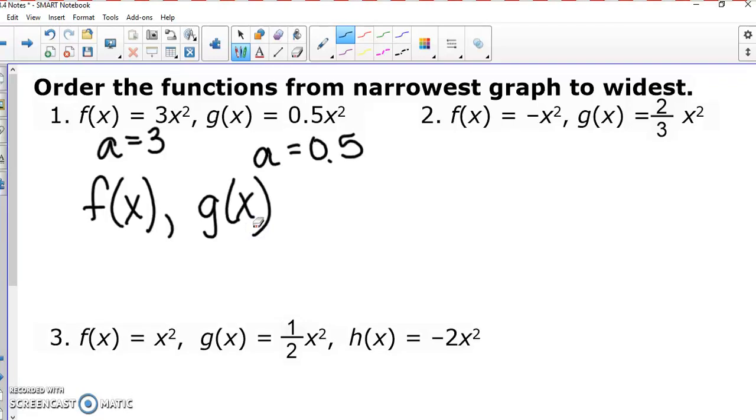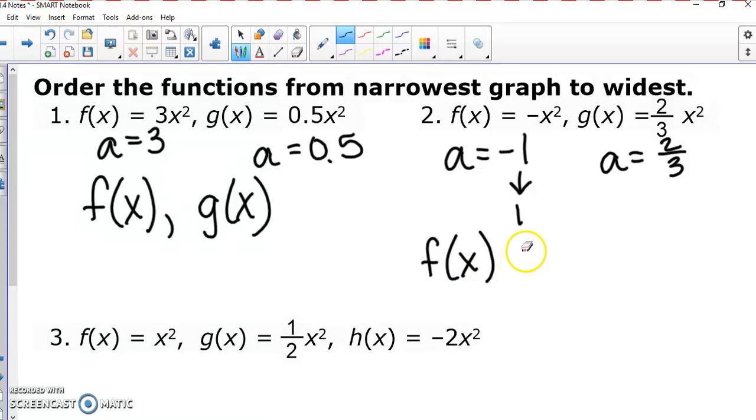On this next one, our a value would be -1, and here our a value would be 2/3. Now remember that we want to look at the absolute value when we're discussing these. So the absolute value of -1 would just be 1, versus 2/3. The bigger one is 1, so that one would be the narrower one. And then the wider one would be g of x, which is our 2/3.